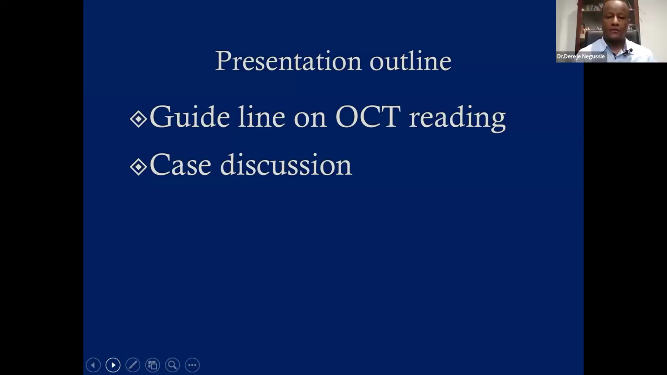So before we go to the disease entities, I think it was discussed well with Dr. Jibat, that we should know the normal anatomy, like the inner flexible, outer flexible. All these layers should be identified before we go further.